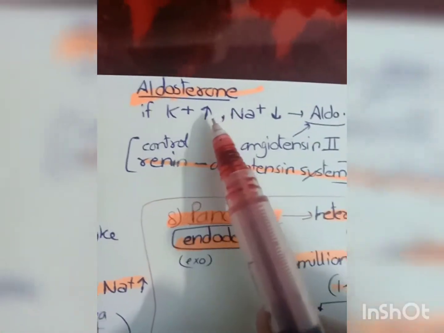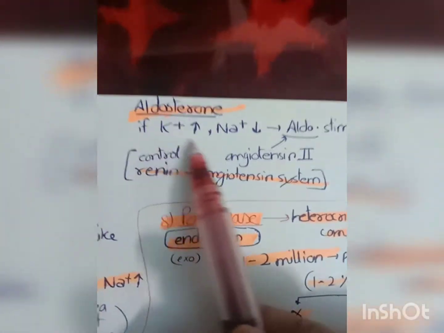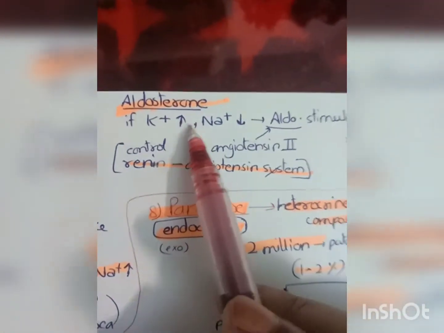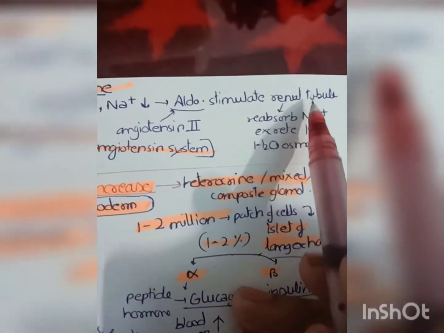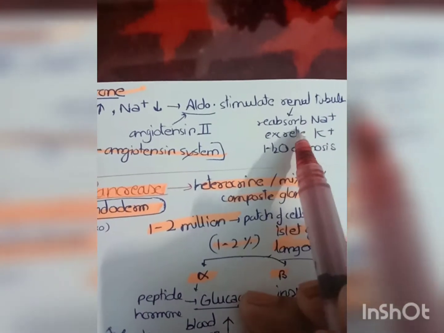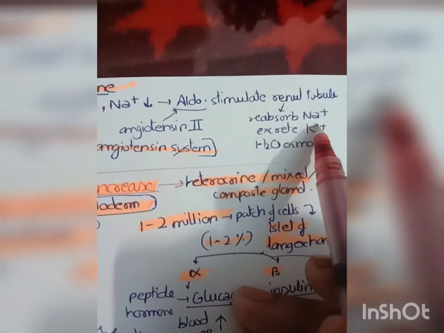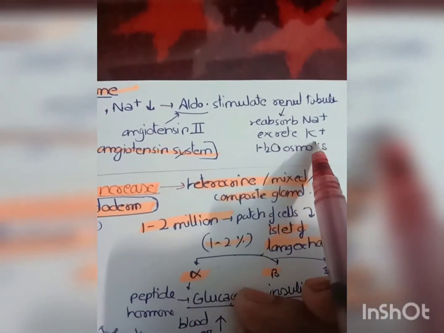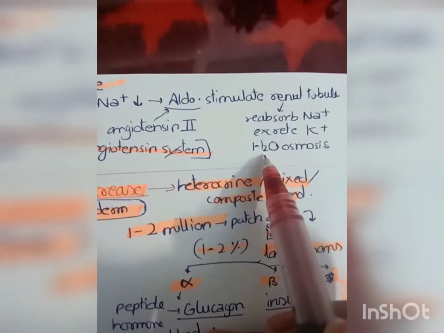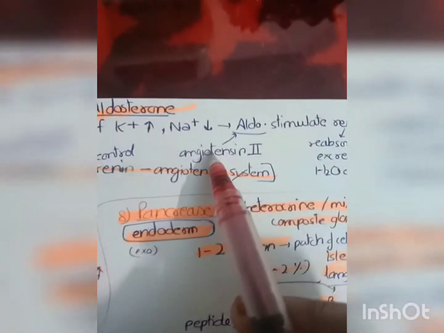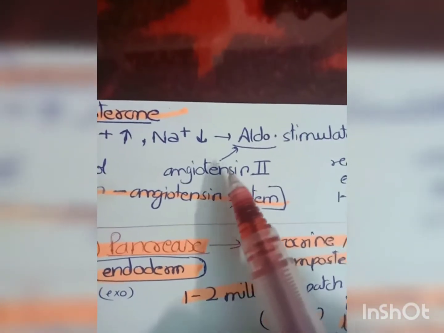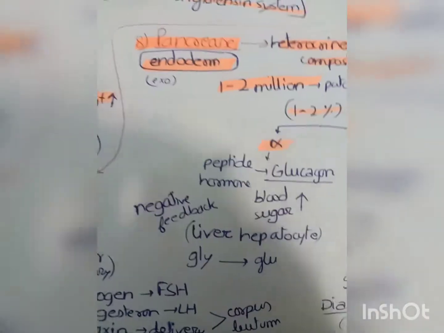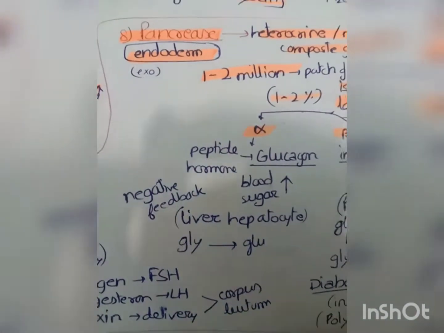Now, this is the function of aldosterone: when potassium level increases and sodium level decreases, aldosterone is stimulated in the renal tubule of our kidneys. This leads to reabsorption of sodium and excretion of potassium from our body, and hence water osmosis occurs. And how is this aldosterone stimulated? Angiotensin 1 converts into angiotensin 2.